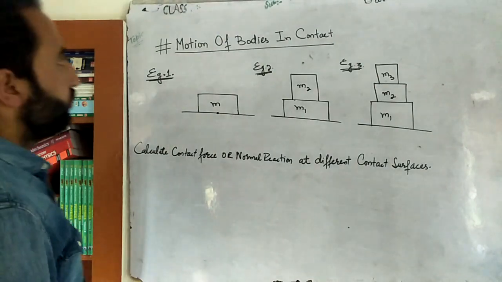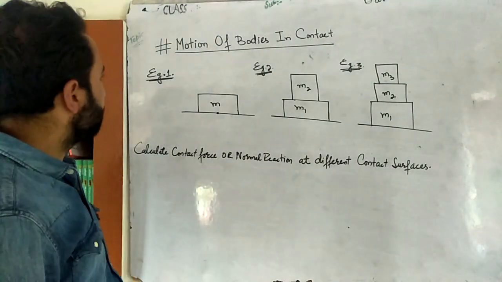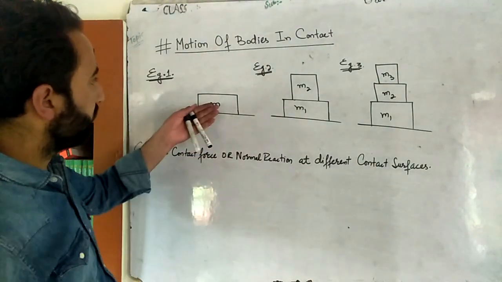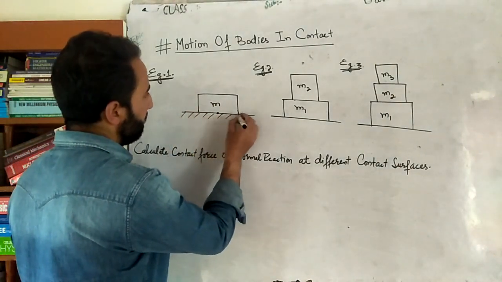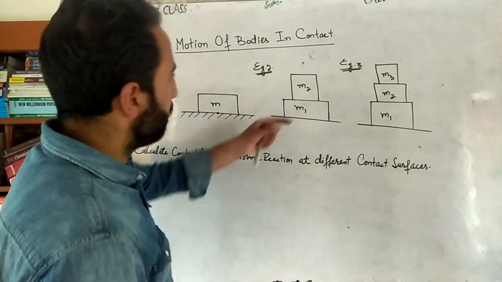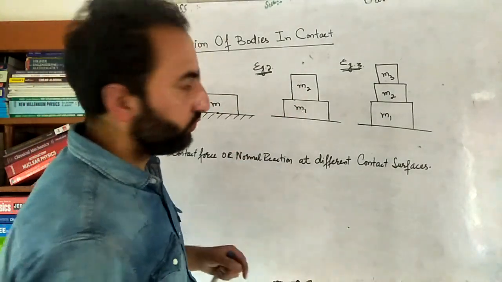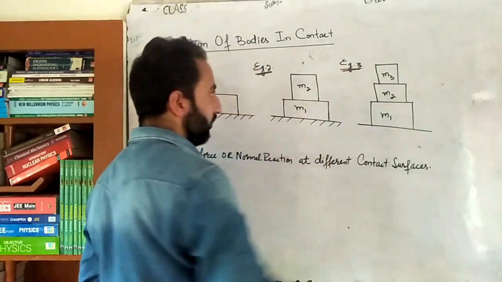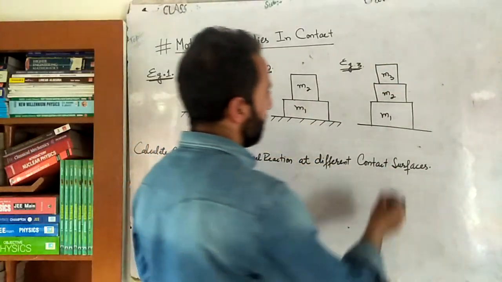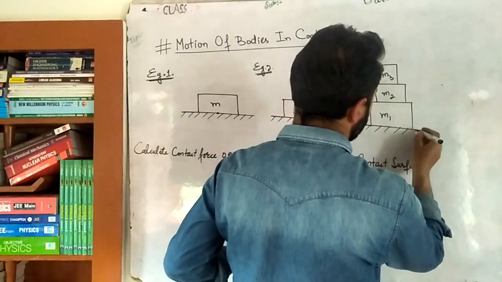Okay, now next topic is motion of bodies in contact. Okay, so example number one, and this is a block placed on a horizontal surface. This is a rigid horizontal surface. It's placed on it. These are two different blocks, mass m1, mass m2. They are again placed on the horizontal surface like this. Three different blocks, piled like this, and then placed on the horizontal surface, a rigid horizontal surface.